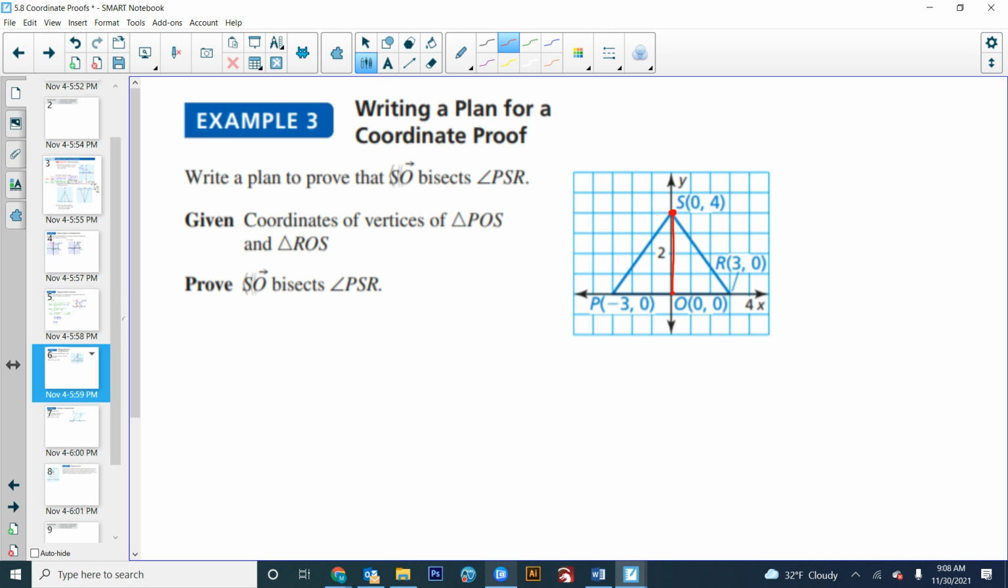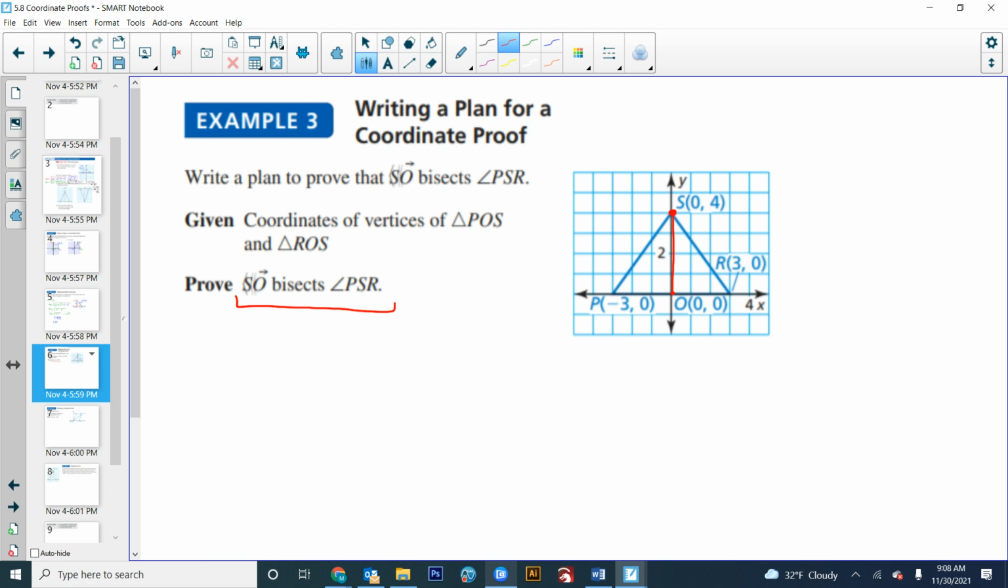All right. Given the coordinates of vertices POS and ROS. All right. Well, if it's asking you to prove that... I don't know why this printed off like that. It's kind of weird. I couldn't get it any other way. I used the teacher's edition online, but that's just segment SO. It's segment SO there. All right.